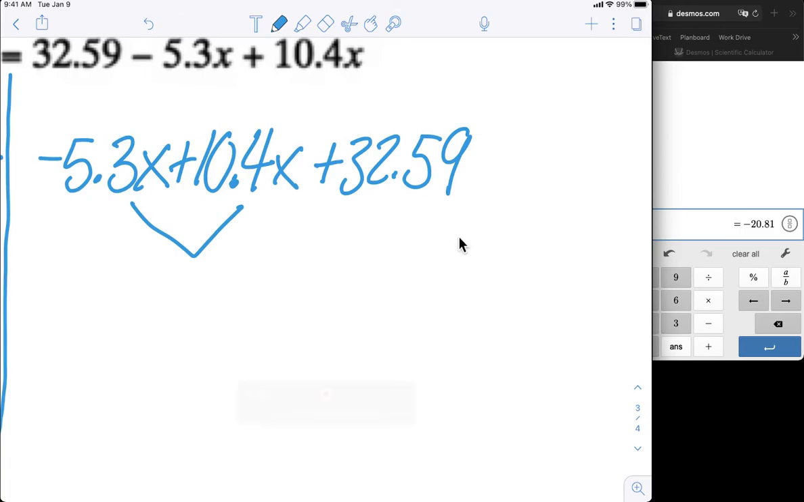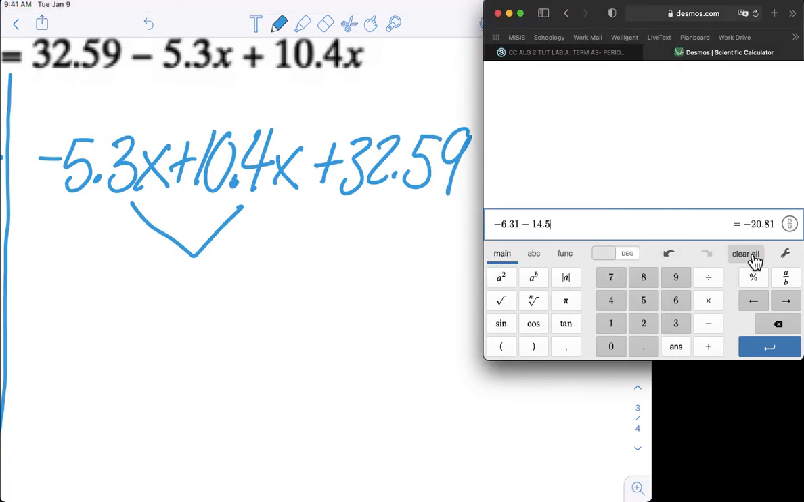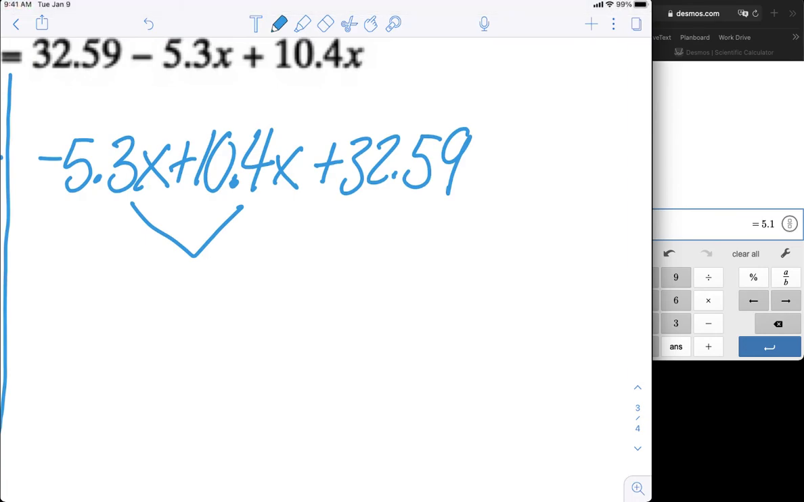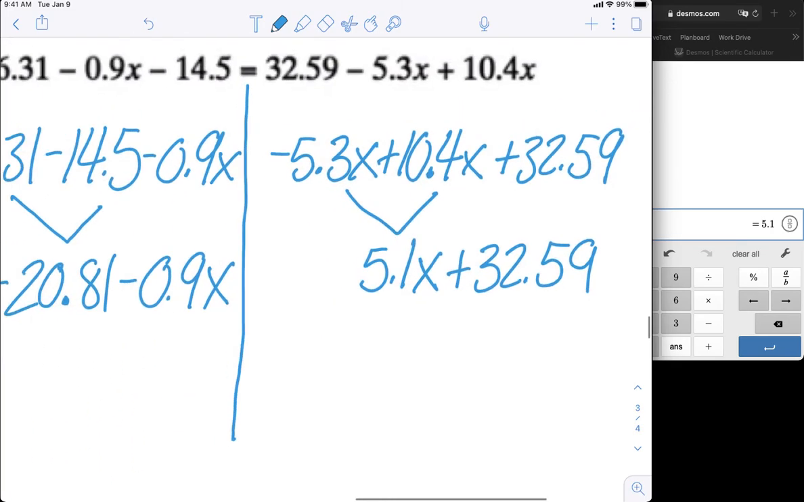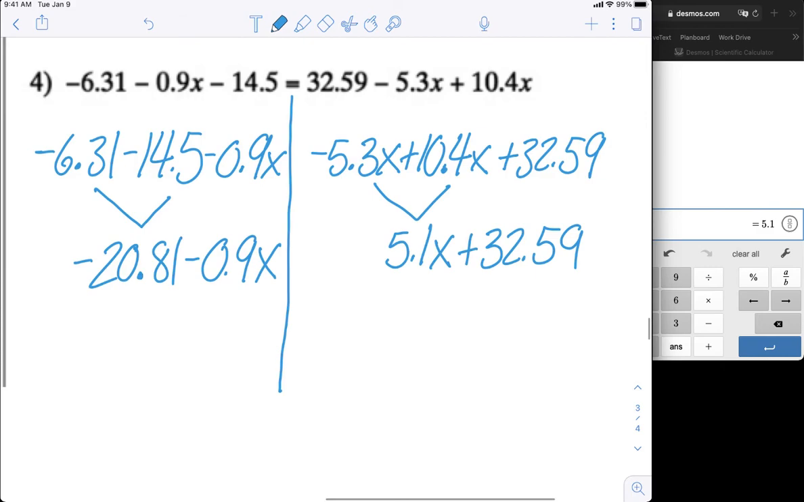So let us use our tools. Negative 5.3 plus 10.4. No need to do the x's yet, right? Okay, so I get 5.1, so I get 5.1x. And I still have my plus 32.59. Okay, so I'm done on the left, I'm done on the right.